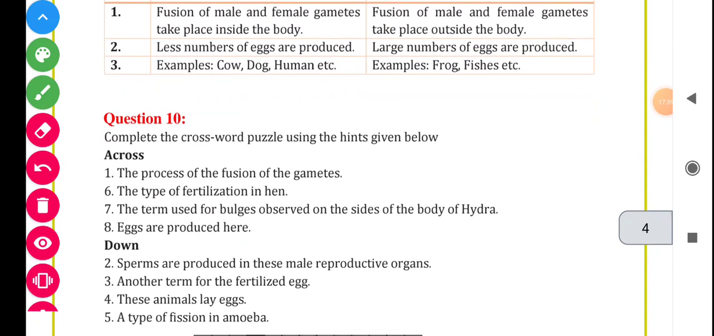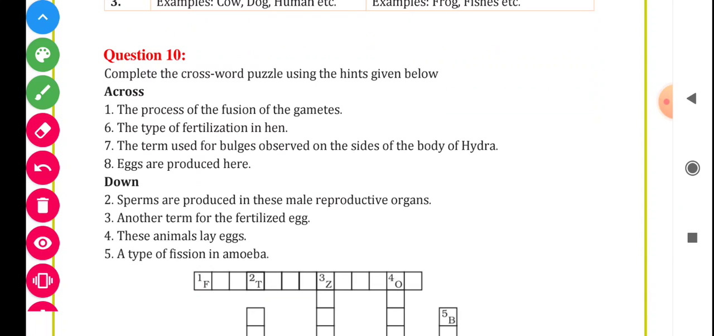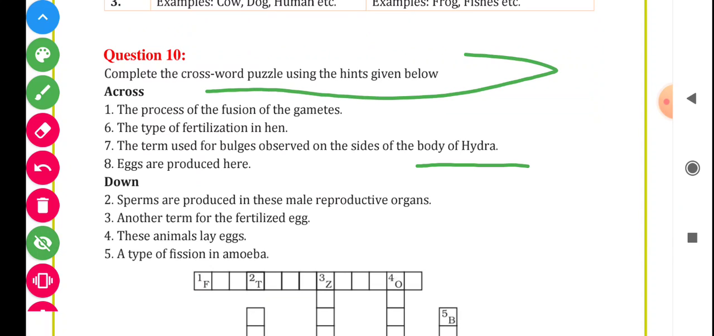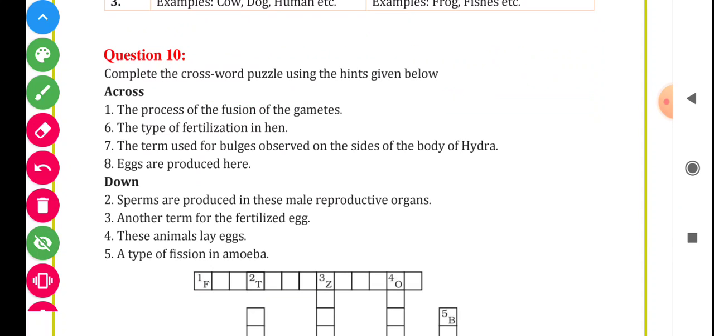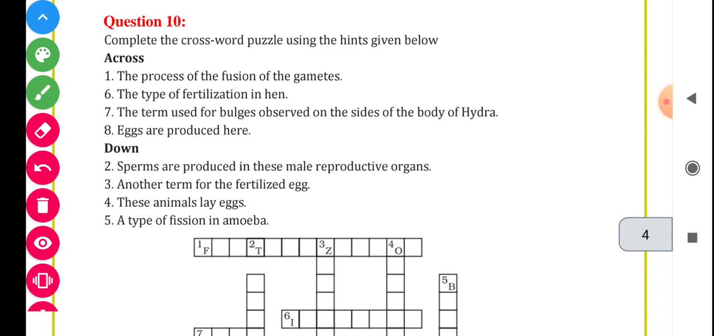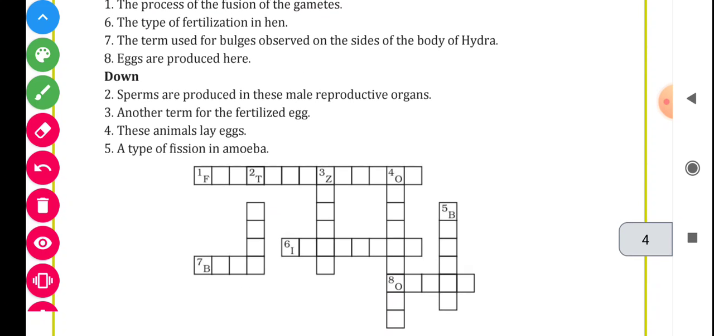Question number 10. This is a very interesting game of crossword puzzle using the hints given below. You have to solve the complete crossword puzzle based on these hints. So students, I will leave this question to you. Please solve this. It is a very exciting puzzle.